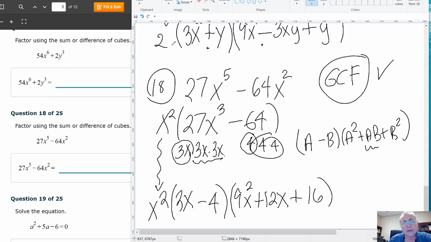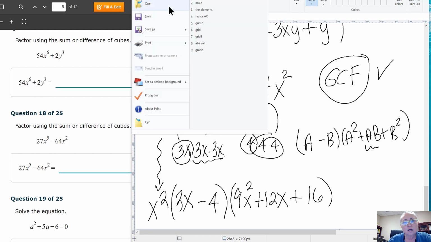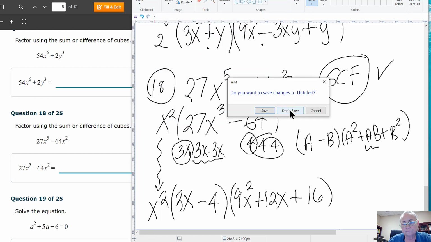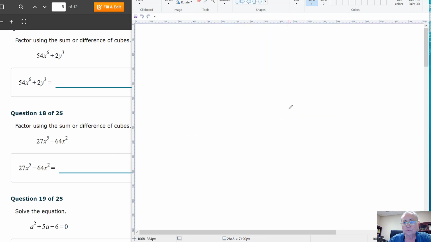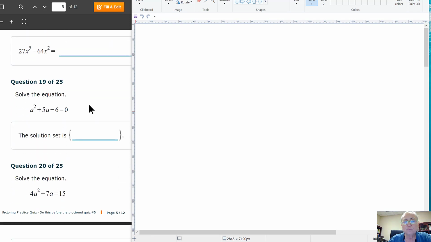Now that covers all of the rules of factoring. Make sure you start with GCF, and then you count your terms. 4 terms you group, 3 terms you AC, and 2 terms you look for one of those patterns. Then we get to equations, and the equation steps are pretty easy.